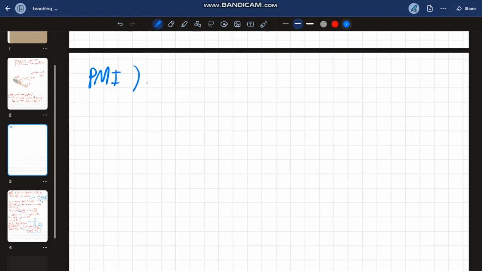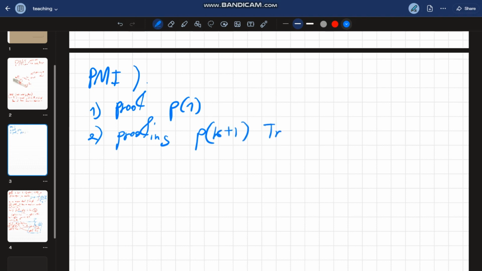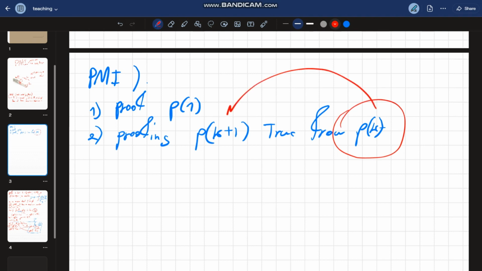The concept of PMI has just two parts. One part is proving P1. In another case it may not be P1, maybe P3 or P4 or P0, but in this case we are looking for P1. The first important part is proving P1, and the second important part is proving that Pk plus 1 is true from Pk. Put simply, assume Pk and prove Pk plus 1.